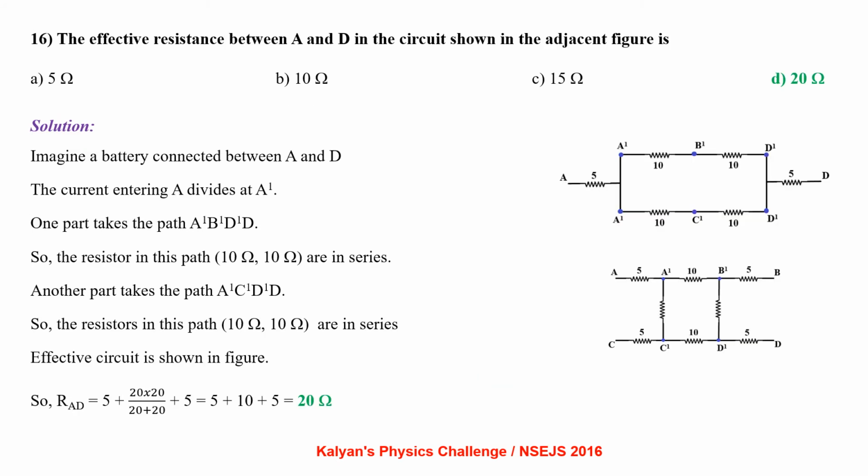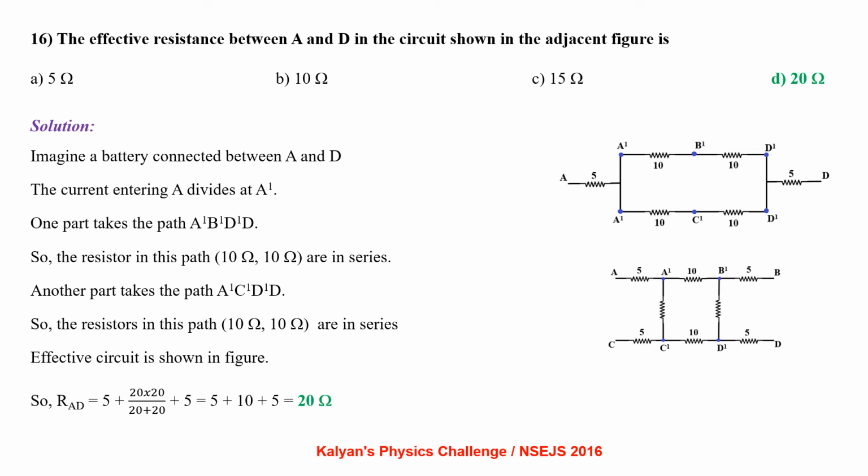The effective resistance between A and D in the circuit shown in the adjacent figure is? Imagine a battery connected between A and D. The current entering A divides at A dash. One part takes the path A dash, B dash, D dash, D. So the resistors in this path are 10 ohms and 10 ohms in series. Another part takes the path A dash, C dash, D dash, D. So the resistance in this path is 10 ohms and 10 ohms in series.